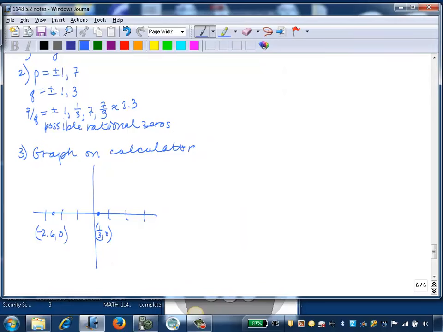So about 2.6. And then let's just get that approximate shape. So we're increasing and we turn around.